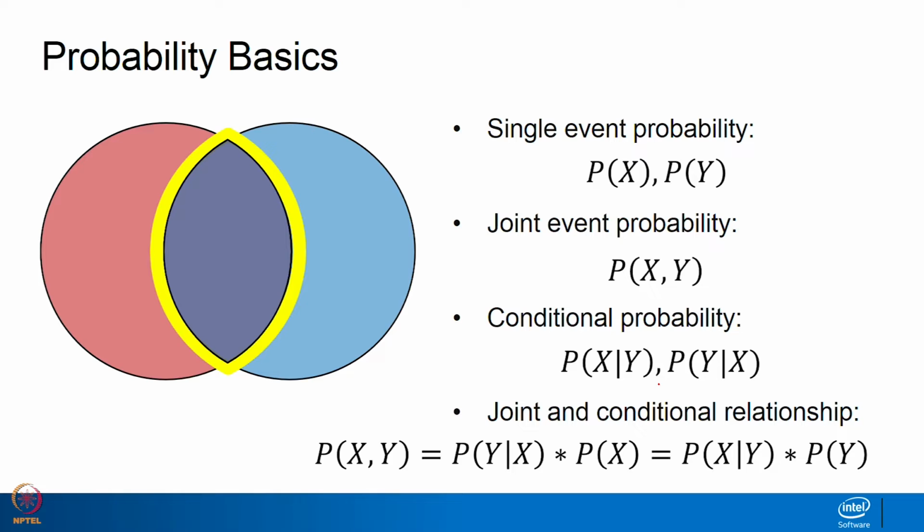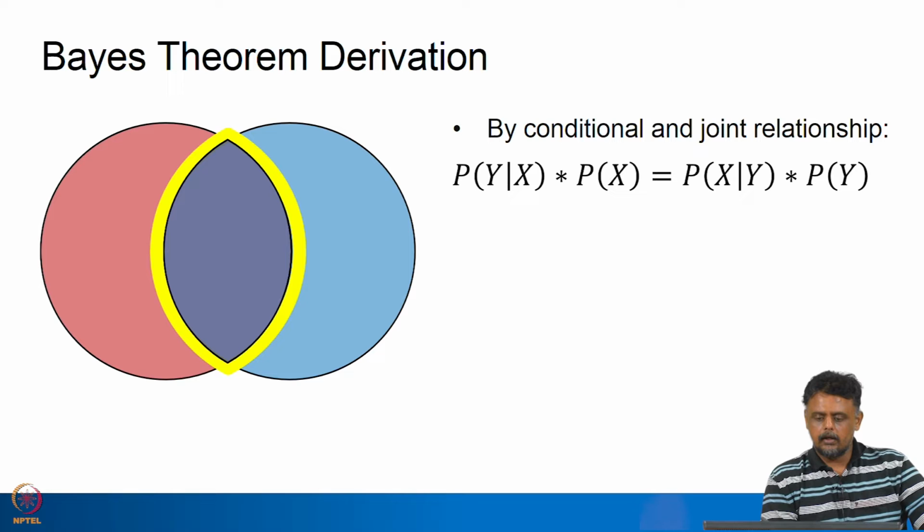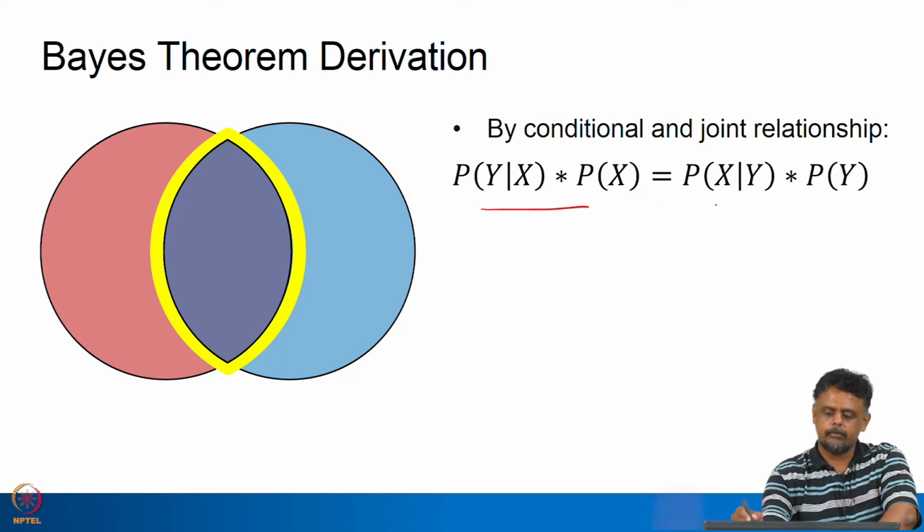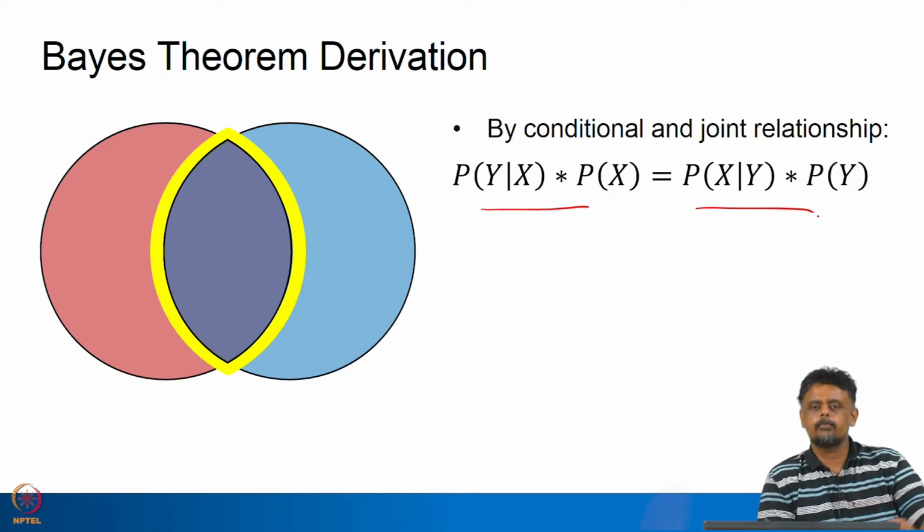The joint and conditional probabilities are related to each other. The joint probability p of x comma y is the conditional probability p of y given x times p of x, or equivalently p of x given y times p of y. This relationship you should have seen before. Given this rule, we can equate p of y given x times p of x with p of x given y times p of y. That is how the conditional and joint probabilities are related.